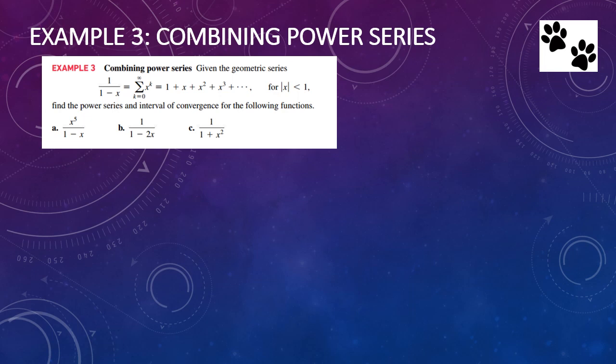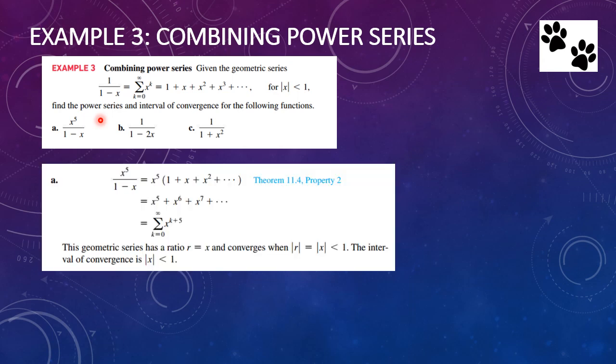So on these, what we're trying to do is figure out what's happening with the original series. For A, we can see that we're multiplying the series times x to the 5th power. This is an example of theorem 11.4, the second case, multiplication by a power. So when we multiply by x to the 5th, we're just multiplying the geometric series by x to the 5th, which gives us x to the 5th plus x to the 6th when we multiply each of these subsequent terms, as we see there.